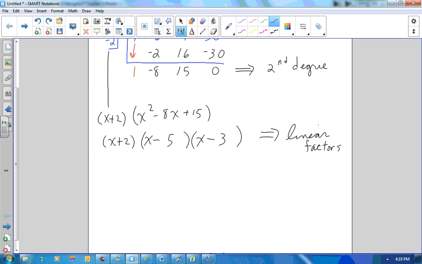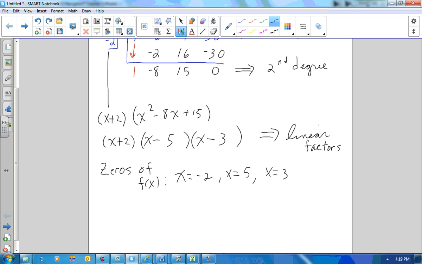And so it's easy enough just to read off my zeros. So my zeros of my polynomial function f of x are x equals -2, x equals 5, and x equals 3.